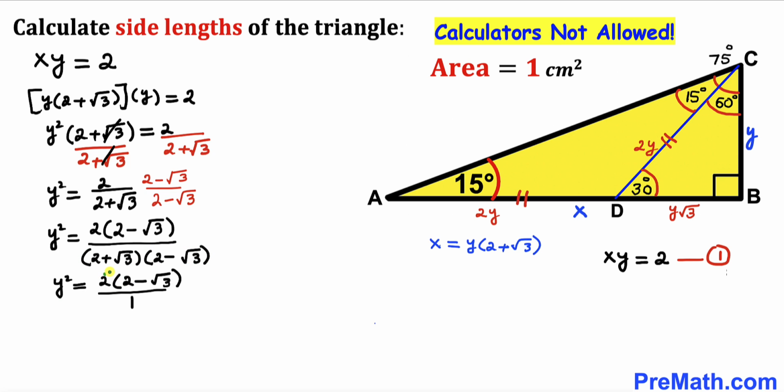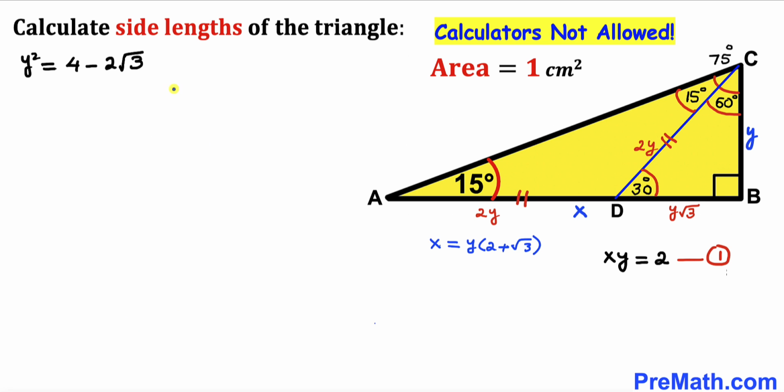And now let's go ahead and distribute this 2. So therefore our y square turns out to be 4 minus 2 times square root of 3. And now let me go ahead and tweak this 4. 4 could be written as 3 plus 1. And now let's tweak this 3. 3 could be written as square root of 3 and then whole square. And 1 could be written as 1 square.